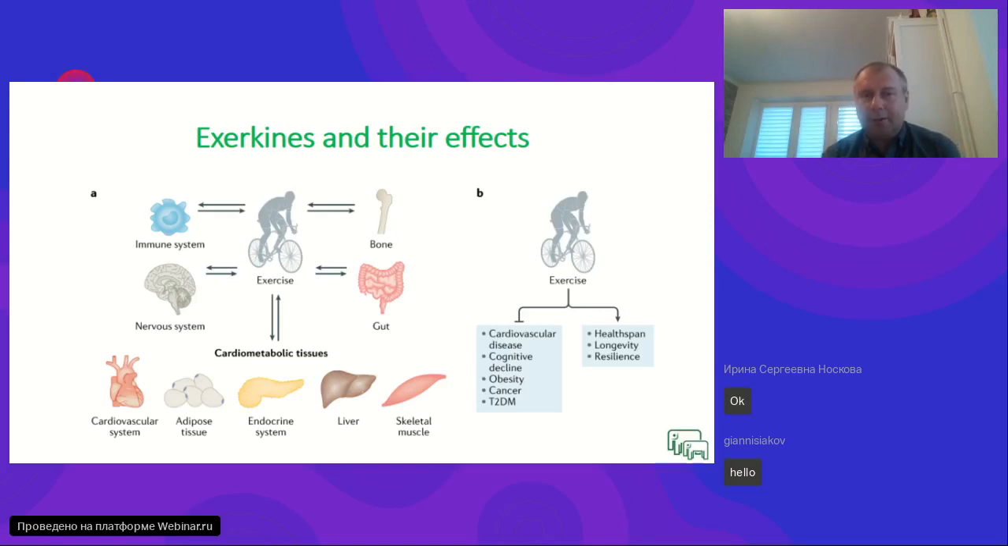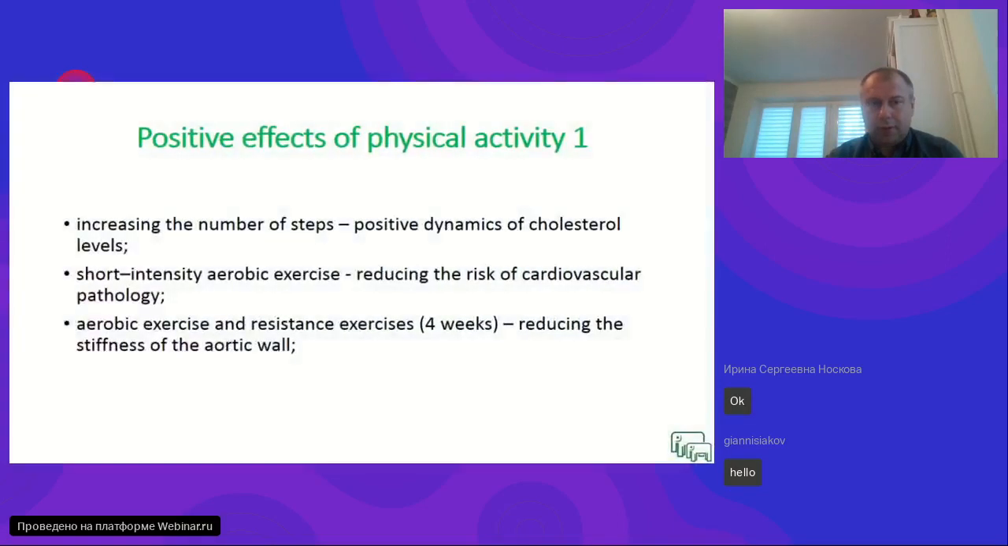And by these molecules, it is proved now, we have the prevention of cardiovascular diseases, cognitive decline, obesity, cancer, and diabetes mellitus. And due to exerkines, we have an increase of health span, of longevity, and we have better resilience. So physical activity is necessary to produce these exerkines in different organs and systems for better health.